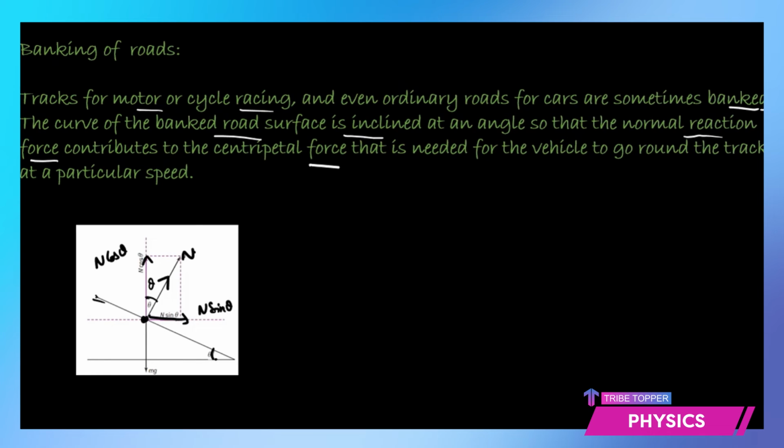As you can see, your N cos theta is being balanced out by the weight. So they are balancing each other. There is no vertical motion of the car. Let's mark this equation 1. And N sine theta is acting inwards, so this is going to provide the necessary centripetal force for the car to take a turn. So N sine theta is providing the centripetal force, so we'll equate it with mv square by r.